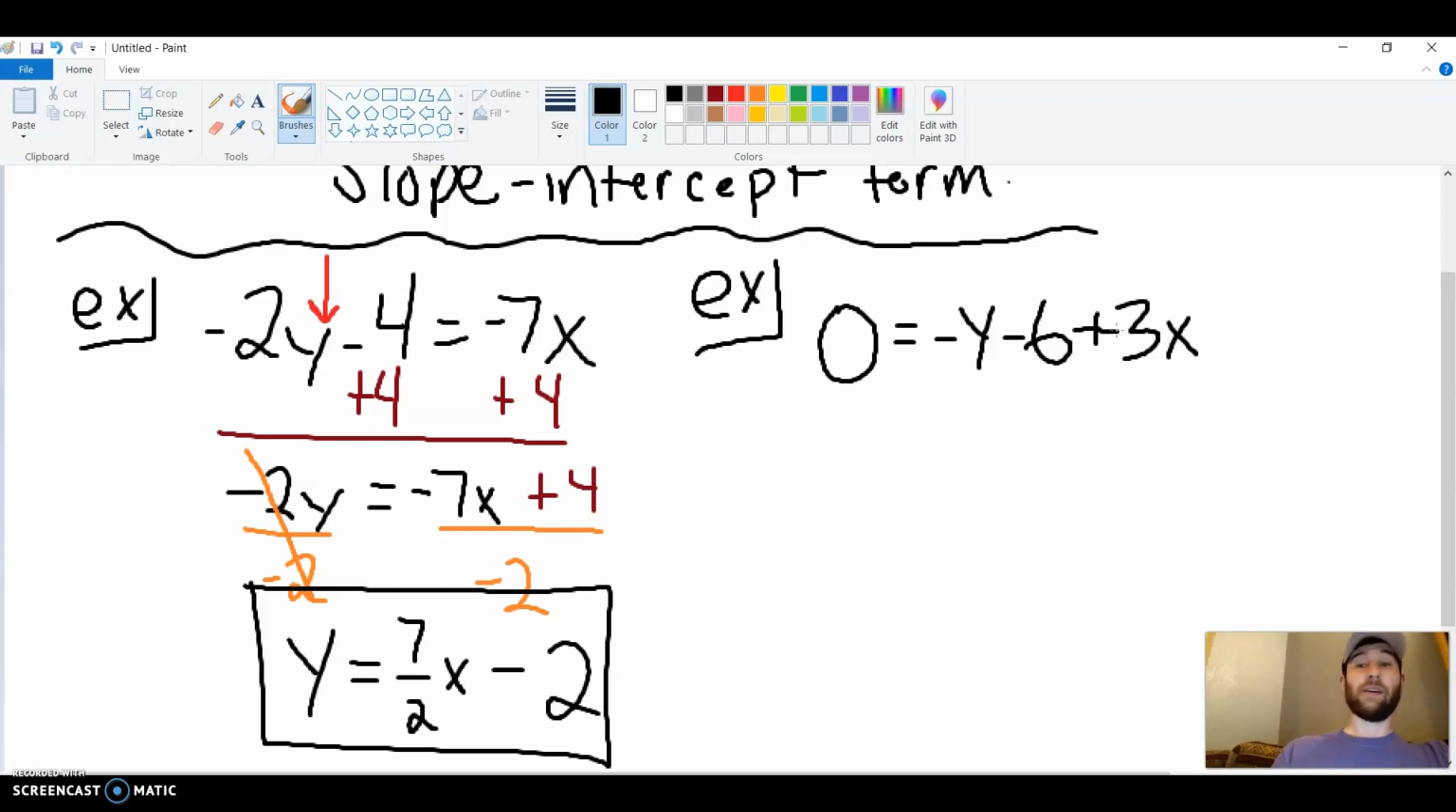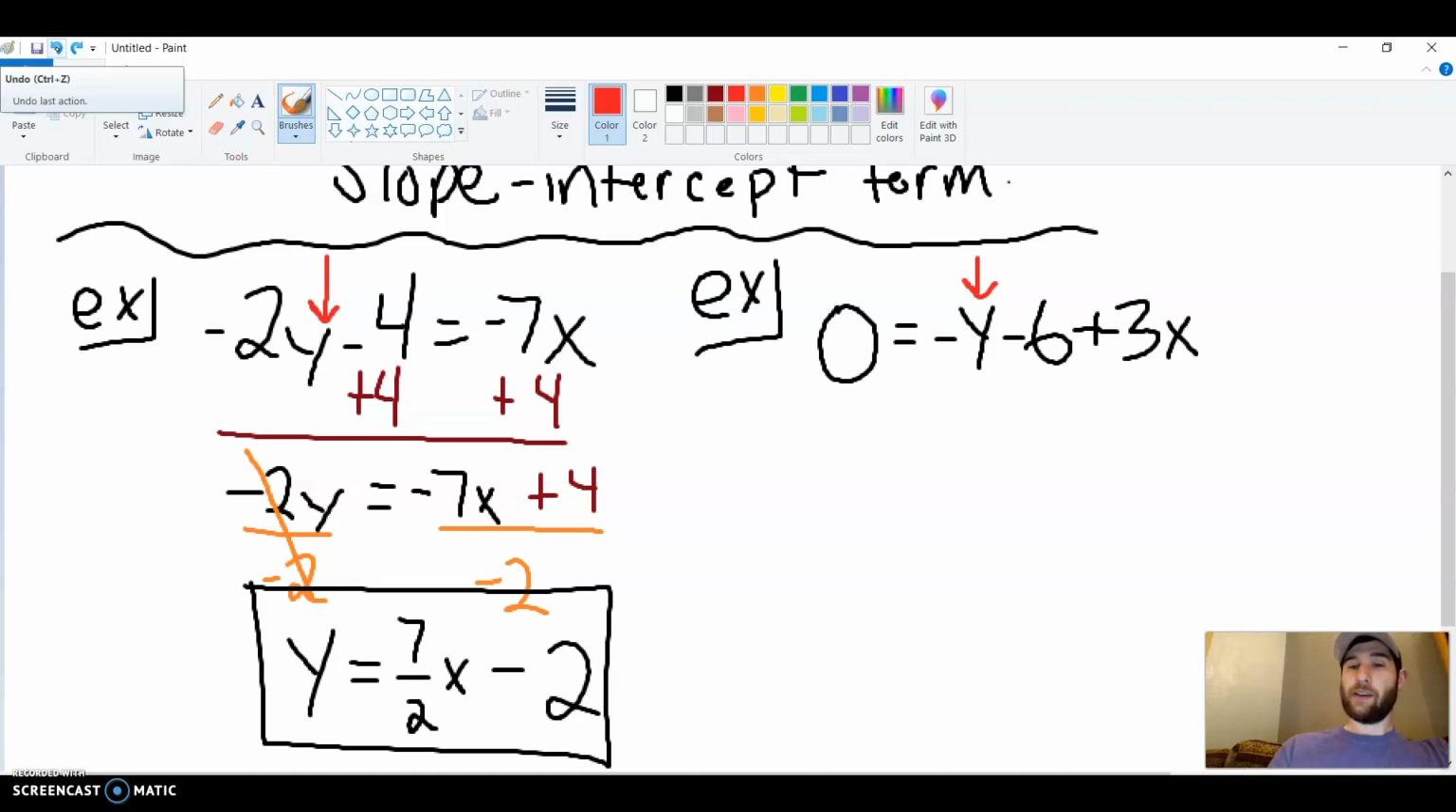We'll see. Here, our goal is the same. We're trying to get y by itself on one side. And there's two different ways to do that. We could move the 6 and the 3x to the left, but notice it's going to take more steps than just moving the y to the other side. So with all of these, there are multiple routes we can take. Just moving the negative y is going to be easier and faster. So that's what I'm going to model here.